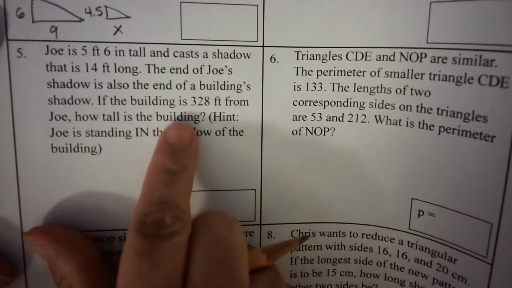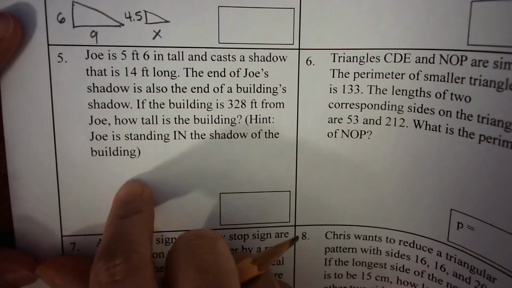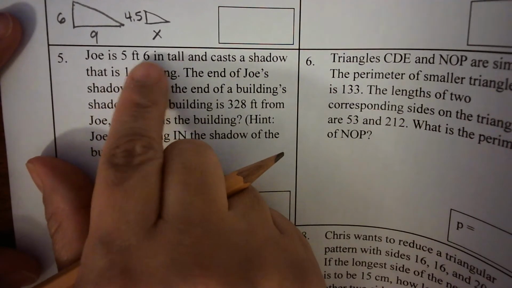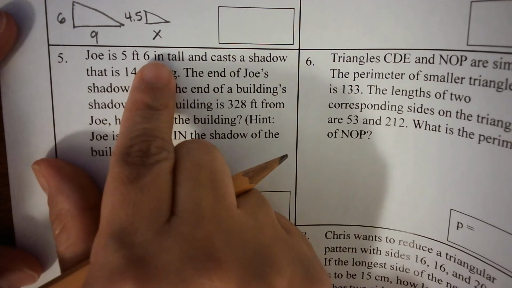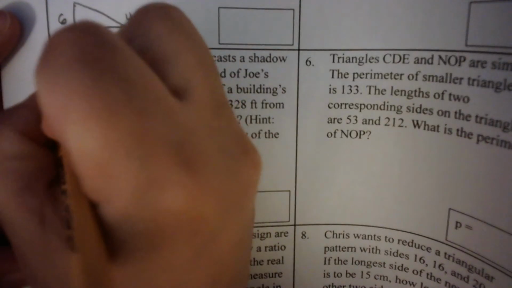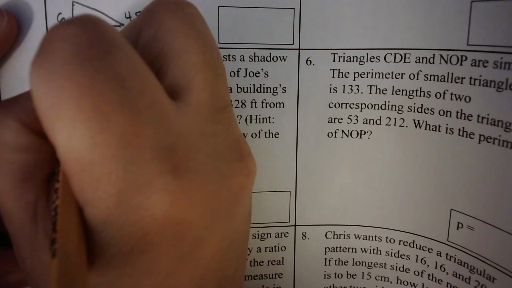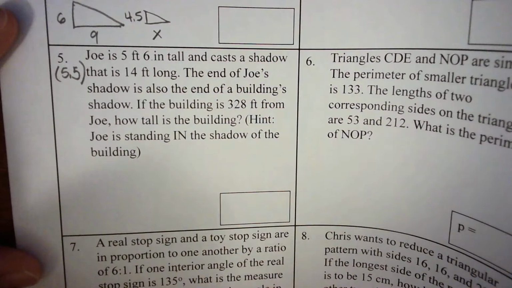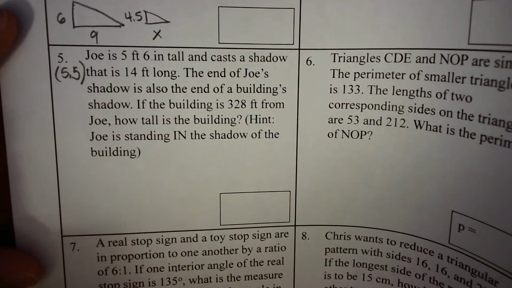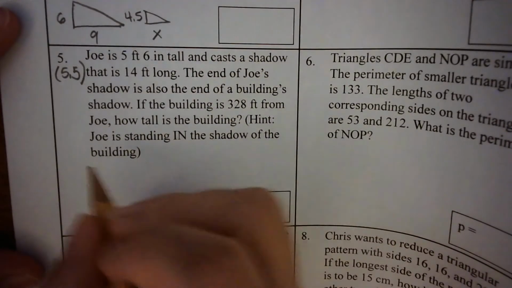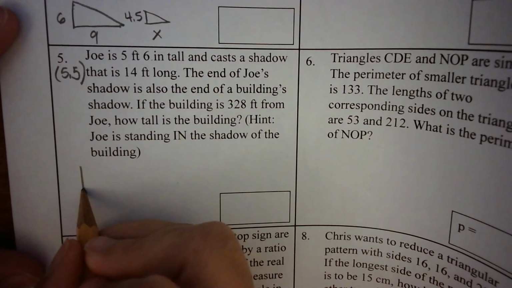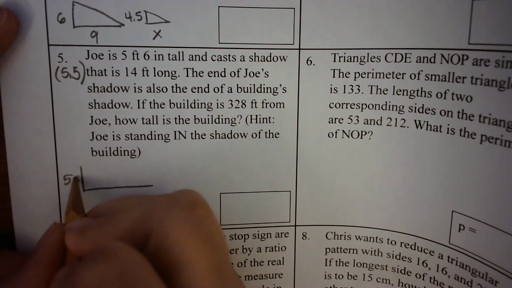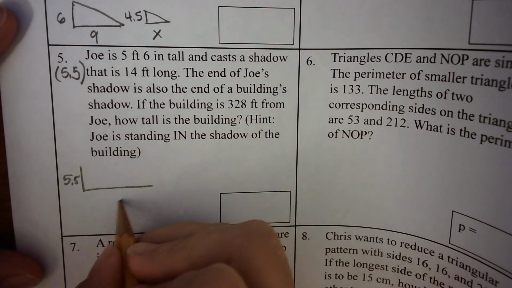Okay, so on this next one, it says Joe is 5 feet 6 inches tall. We can rewrite that number as 5.5, because 6 inches is half a foot, and casts a shadow of 14 feet long. Man, that's a long shadow. Okay, so we got our person, and then here's their shadow. So we're going to call that 5.5, and then this is 14.